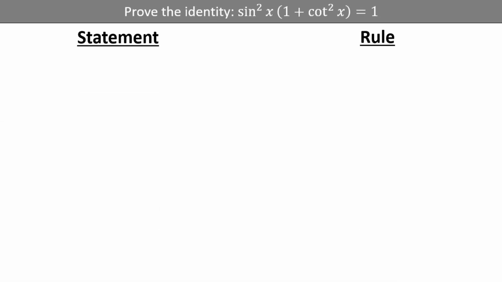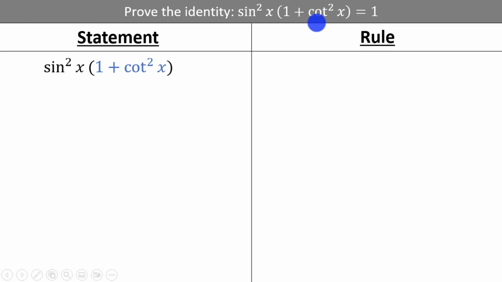Let's see if we can prove sine squared times 1 plus cotangent squared is equal to 1. Let's work with the left-hand side. Now, we could either change sine squared, or we could change 1 plus cotangent squared. They both have Pythagorean identities related to them.